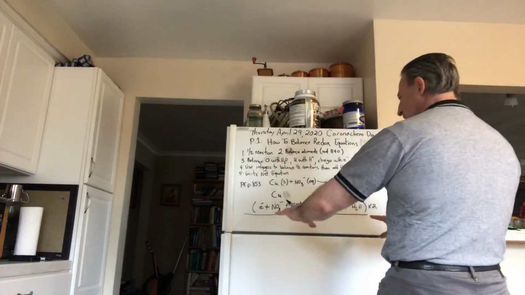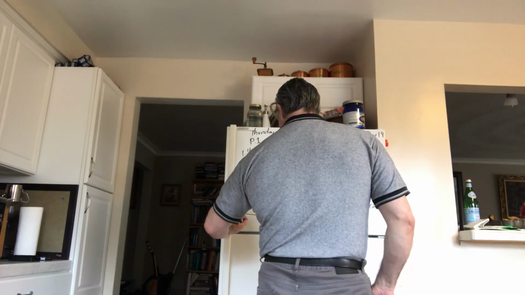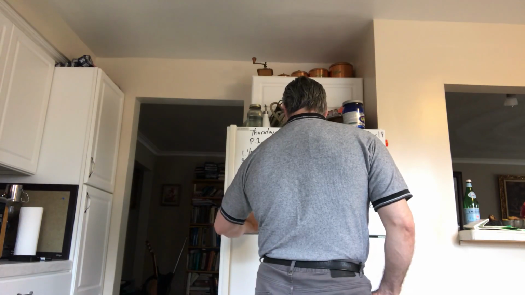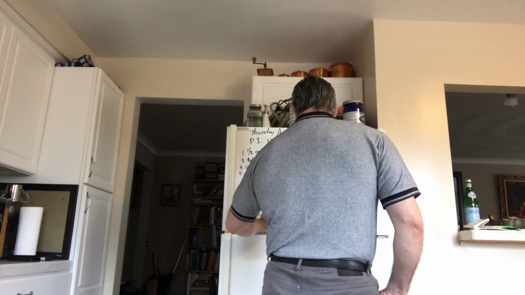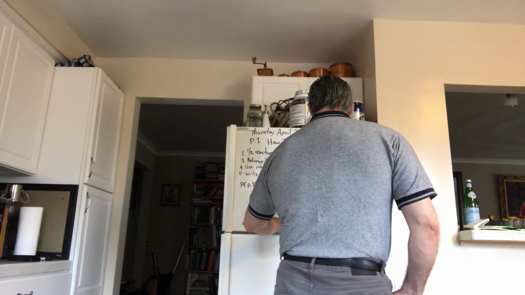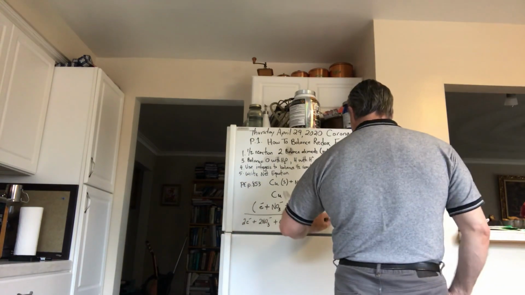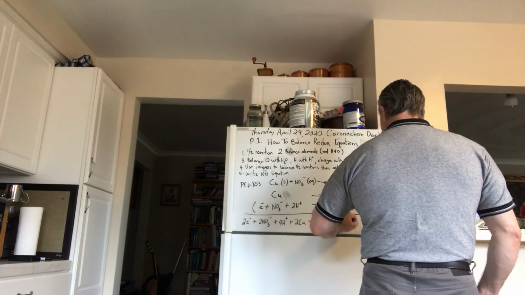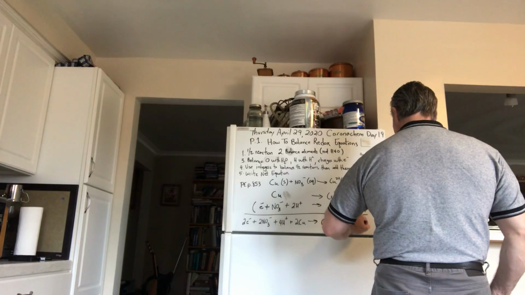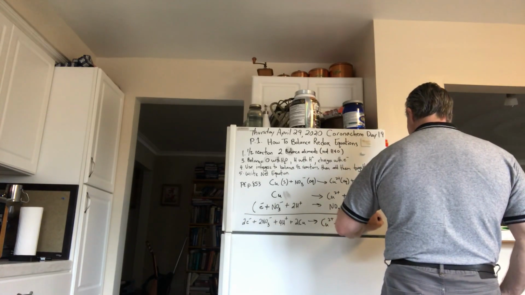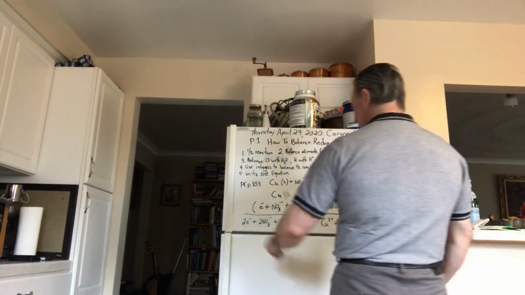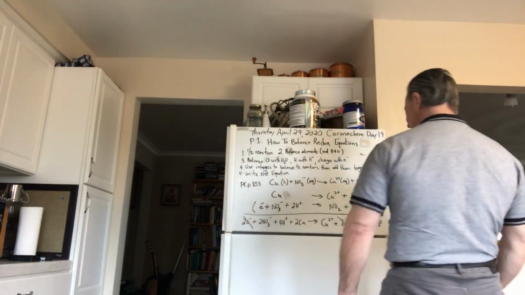I'm just going to write everything down below the line. So it'll be 2 electrons plus 2 nitrates plus 4 hydrogens plus 2 coppers turn into cupric plus 2 electrons plus 2 nitrogen dioxides plus 2 waters. Now we're just going to cancel everything that we can cancel. The 2 electrons cancel and nothing else cancels, so now we'll just write the net reaction.